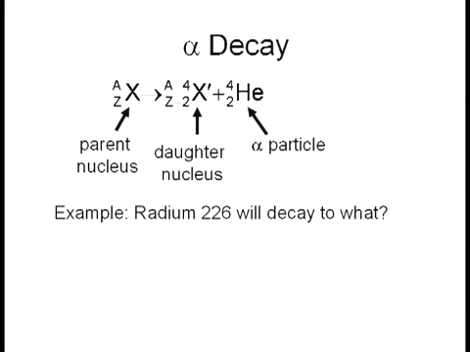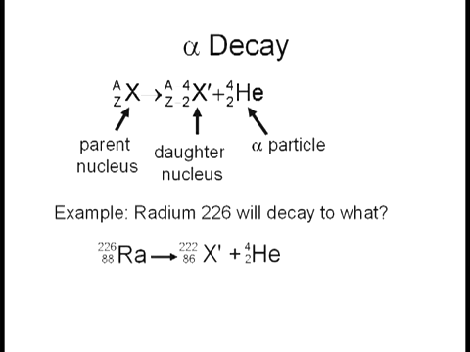Example, radium-226 will decay into what? So I'm going to start with radium-226, and I have to look up which atom number that is. That's atom number 88. And then looking at our sample at the top, on the X prime it says Z minus 2, so I'm going to subtract 2 from the 88. And for the atomic mass, I'm going to subtract 4, so I'm going to get 222.